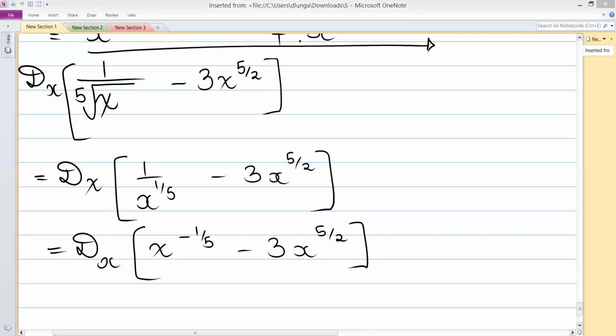Right, carrying on from where we had just left off. So remember you had the fifth root of x. We changed that to x to the power of a fifth, right? Minus 3x to the power of 5 over 2. Having changed that, we now want to find the first derivative.